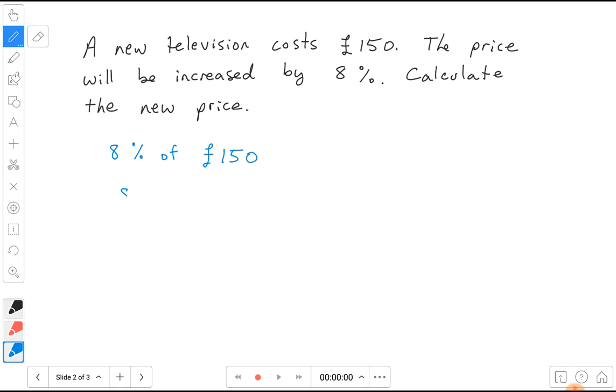So 8% as a fraction is 8 over 100. And "of 150 pounds" means times 150. And we'll just write that as 150 over 1 so that we have multiplying fractions. We can simplify here because we can divide 150 and 100 both by 50 to give us 3 here and 2 here. So we have a fraction that is 8 times 3, 24 over 2 times 1, okay? And 24 over 2 is 12. So we're left with 12. The increase will be 12 pounds.